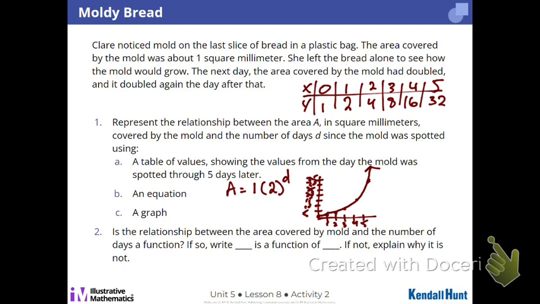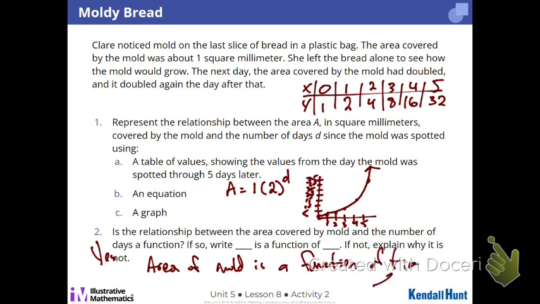So is it a function? Thumbs up for yes, thumbs down for no. Is it a function? Got lots of thumbs up. And yes, it is. And it is because what is a function of what? Mold is a function of time. Yeah, area of mold is a function of time.